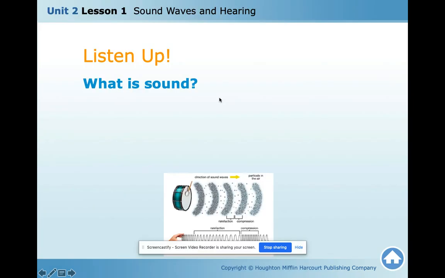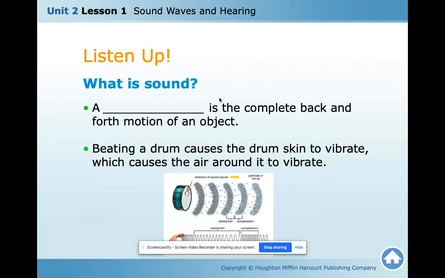Okay. So, what is sound? Everybody knows, especially with the video, a beating drum causes the drum skin to vibrate back and forth, and a vibration is the complete back and forth motion of an object. So when you bang on the drum, the skin going down and then back up and returning to normal, that would be one vibration, okay?